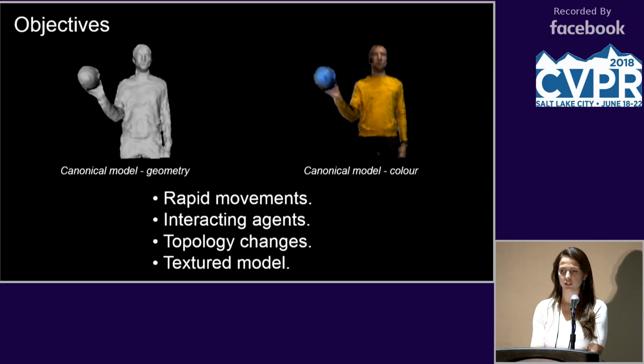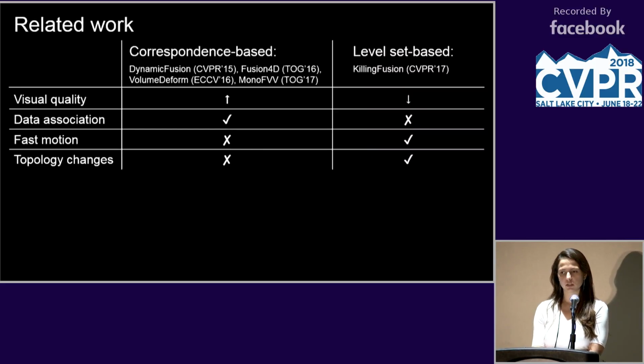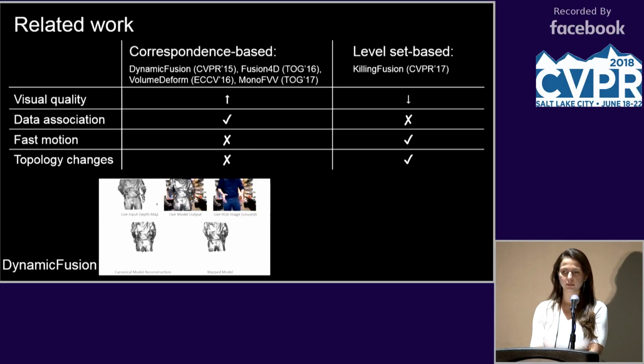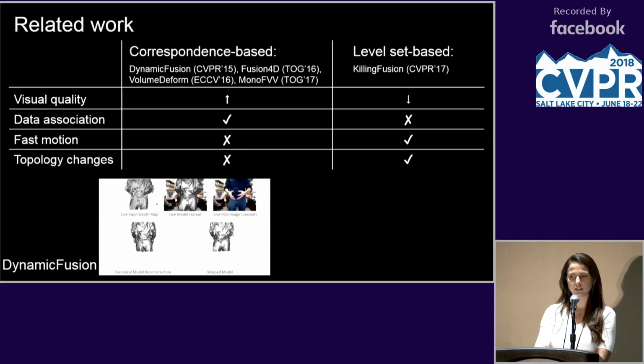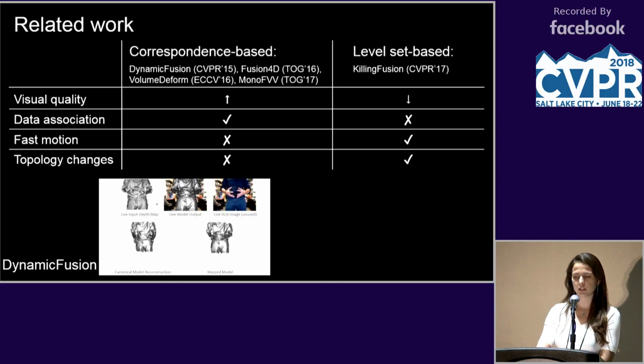Previous work goes in two directions. DynamicFusion-like methods track and reconstruct the surface under a correspondence-based warp field, achieving ever-improving quality. However, fast motion is a challenge, and topology changes can only be circumvented via key volume reinitializations.